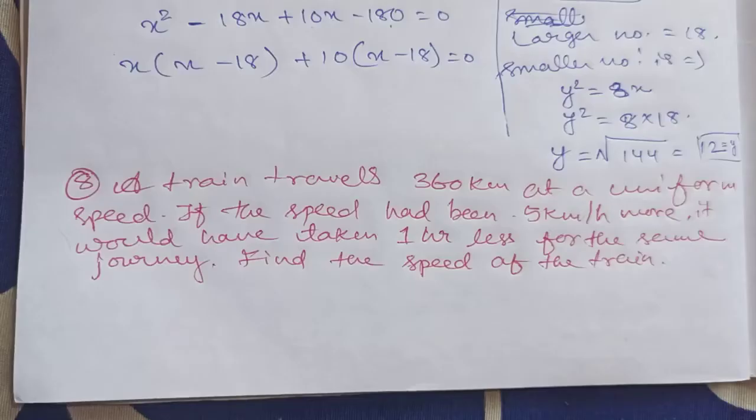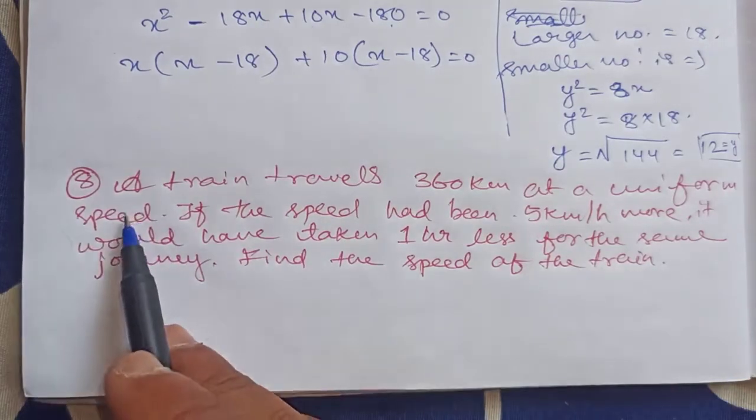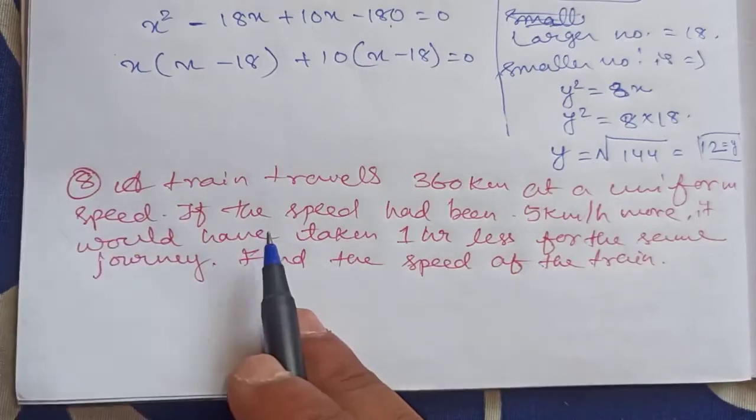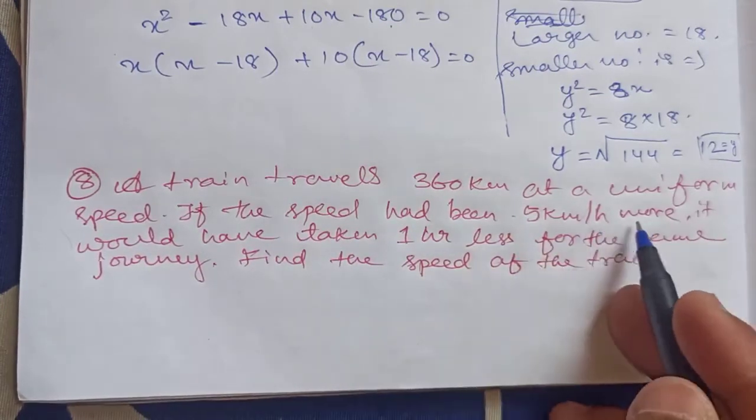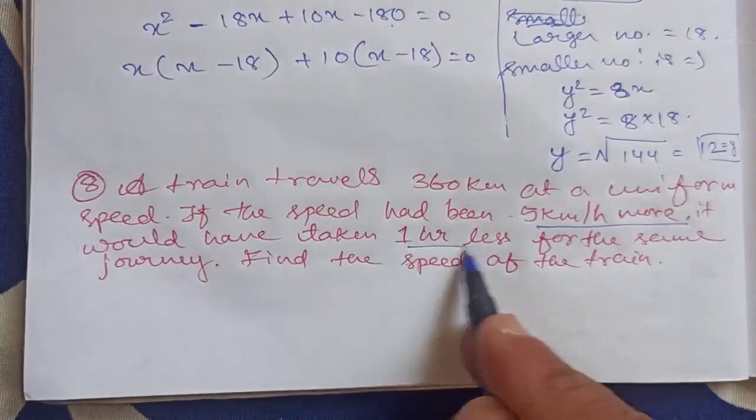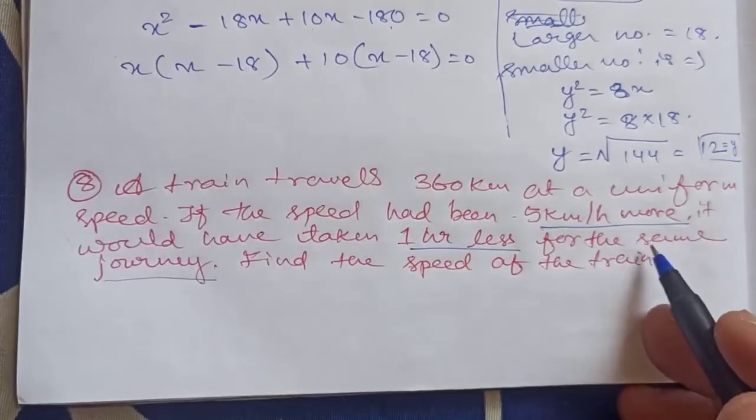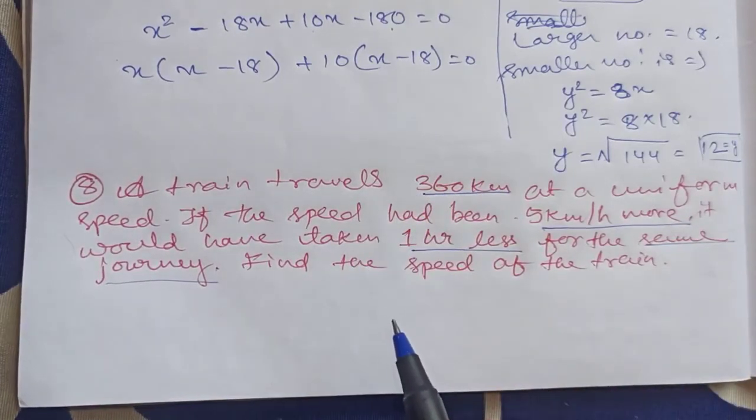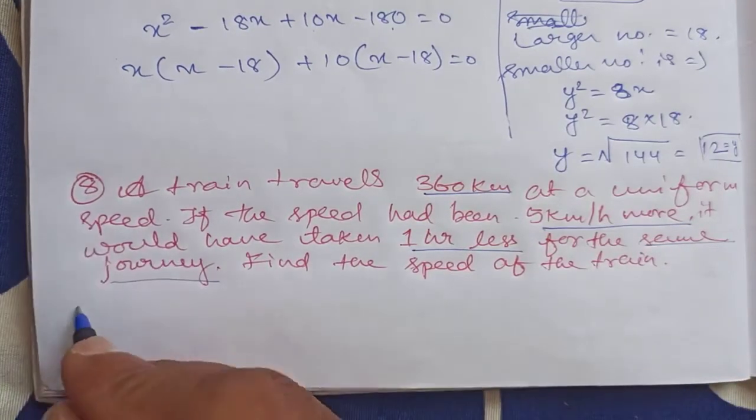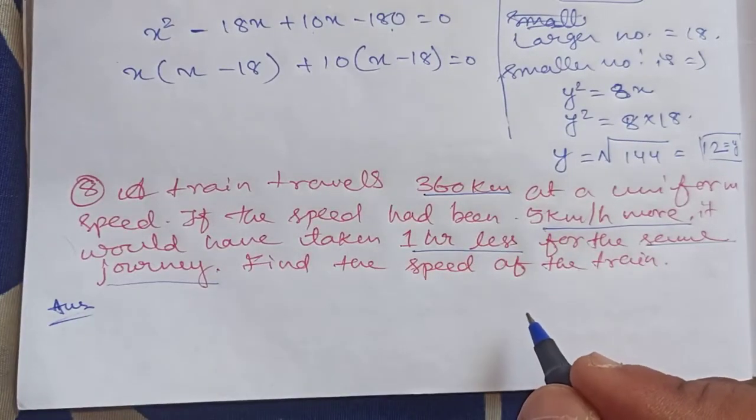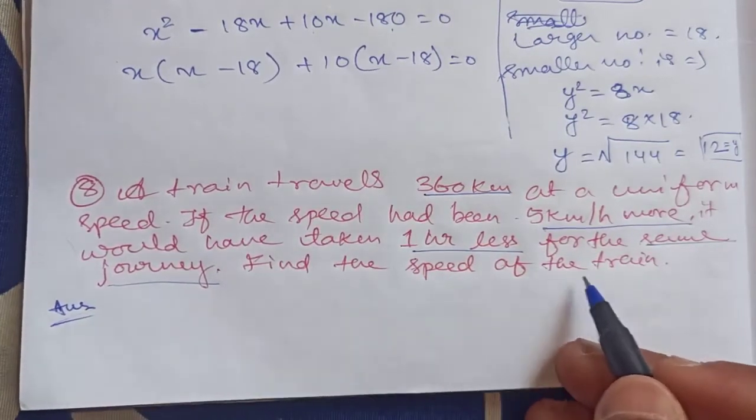Next question, now question number 8. In question number 8 it is given a train travels 360 km at a uniform speed. If the speed had been 5 km more, it would have taken 1 hour less for the same journey. Same journey means the train is traveling 360 km in both situations. So we have to find out the speed of the train.